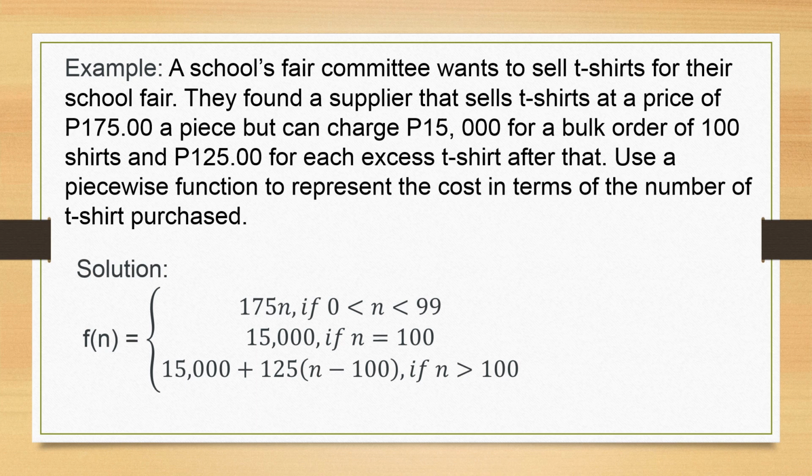This function refers to the statement that they can charge 15,000 for a bulk order of 100 shirts. Then thirdly, we have 15,000 plus 125 times the quantity of n minus 100, if n is greater than 100. This function is described by the statement: 125 pesos for each excess T-shirt after that. So that is how we are going to model this given problem using a piecewise function.